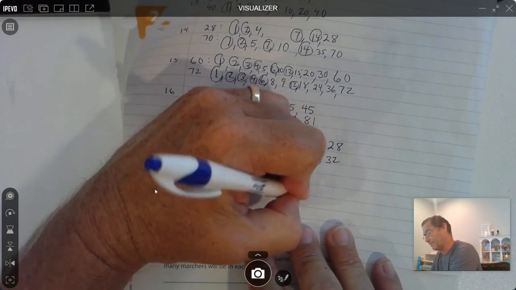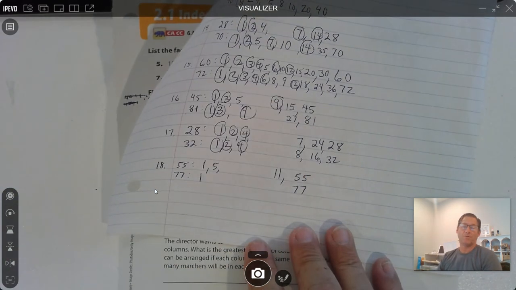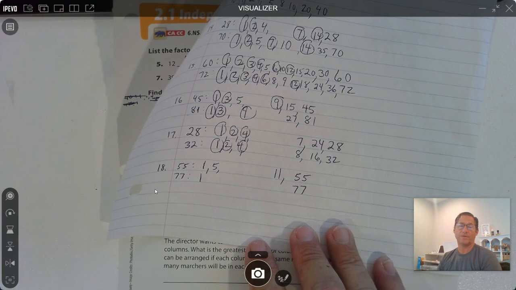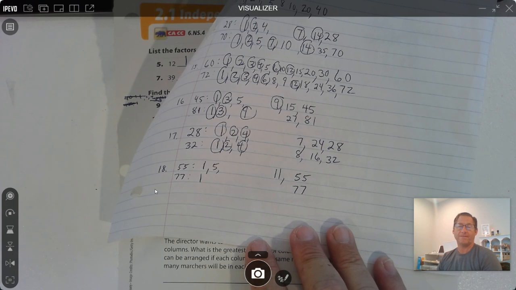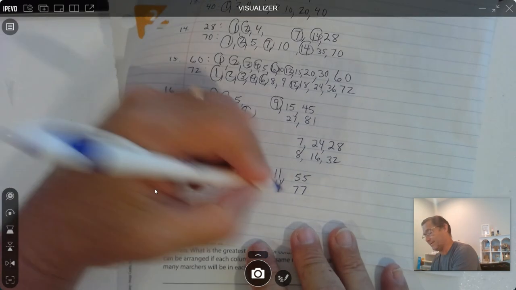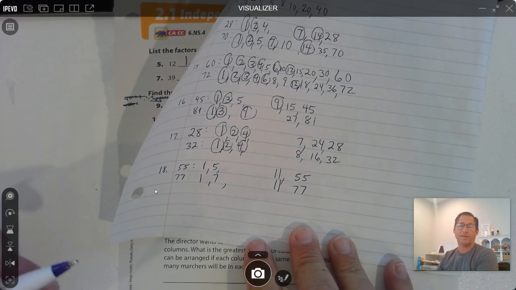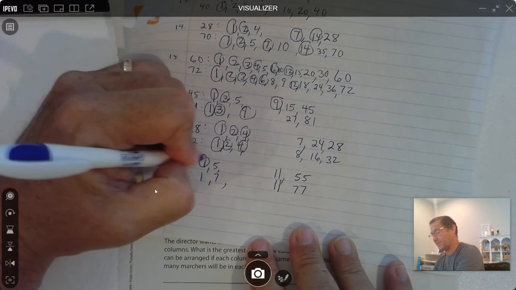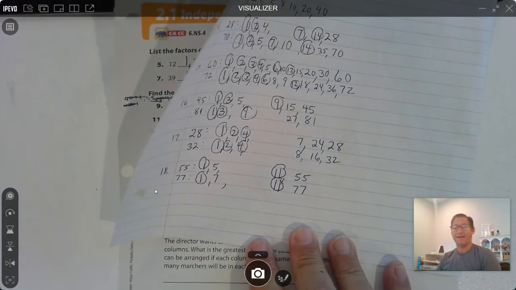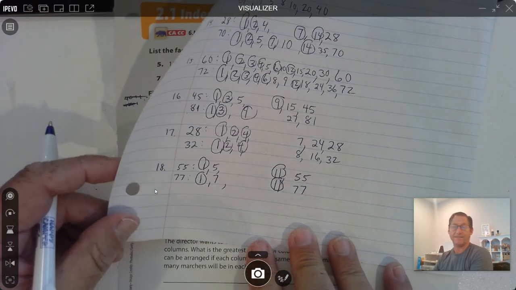77: 1 times 77. 2 will not work, it's not even. 3 will not work because 7 plus 7 is 14. 14 is not divisible by 3. 4 will not work because it's not an even number. 5 will not work, it doesn't end in a 5 or 0. 6 will not work because it's not divisible by 2 and 3. 7 will work, 7 times 11. 8 will not work, nor will 9. So the factors in common are 1 and 11. So our GCF is 11.